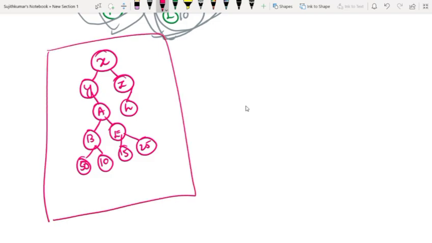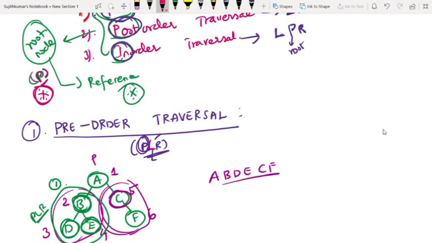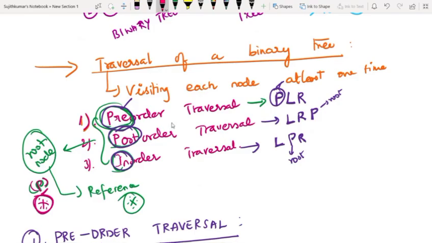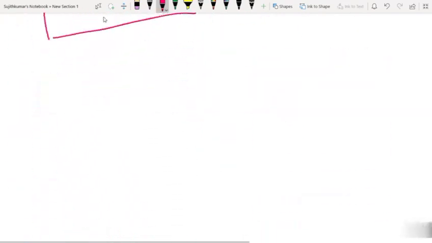Just follow the concepts of pre-order traversal. You will get this easily, right? That's it. Let's talk about post order and in order traversal in the next video. Thanks a lot.